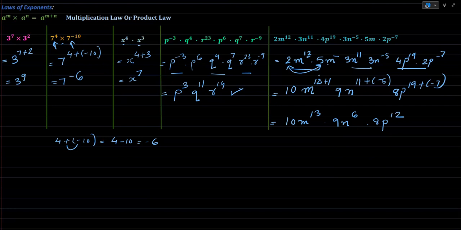Now we see here more than one coefficient, which doesn't look good, which is not in the standard form, so we have to multiply these coefficients. So the product of 10, 9 and 8 will be 720, m to the power 13, n to the power 6 and p to the power 12. As simple as that.